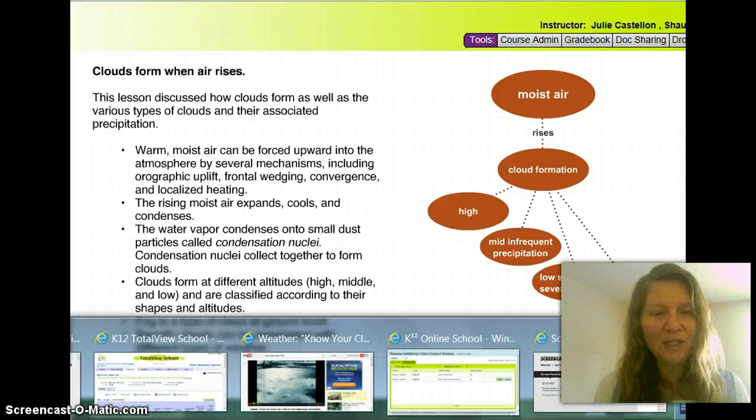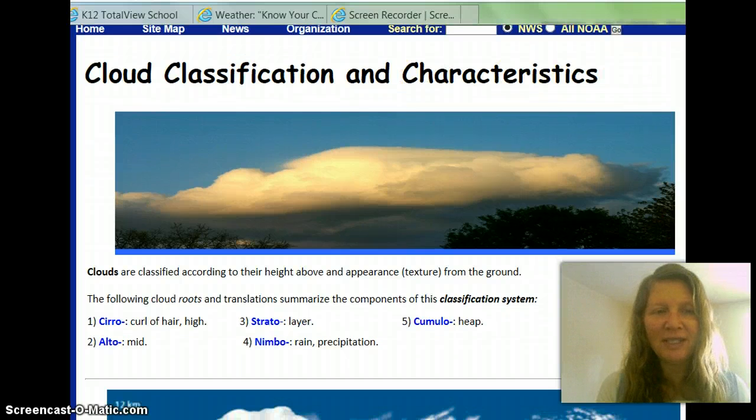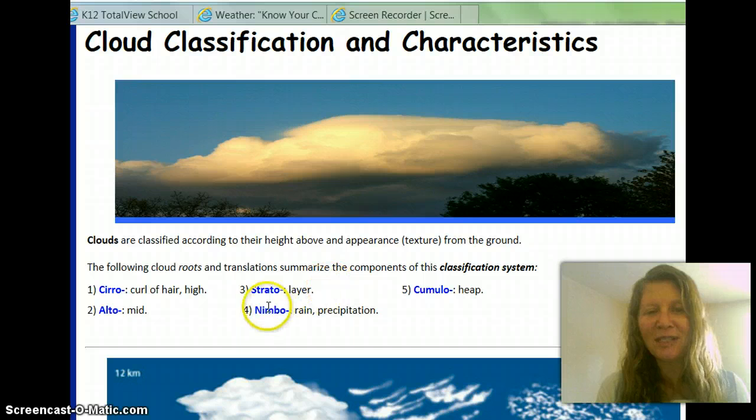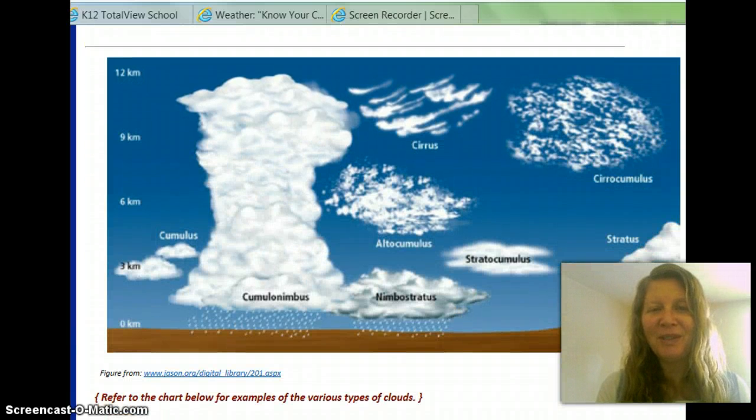And lastly, I would just like to give you a brief overview of that site I've sent you a link for from NOAA, Cloud Classification and Characteristics, talking about what the prefixes of the words stand for. Cirro actually stands for curl of hair, alto stands for mid, strato means layer, nimbo means rain or precipitation, cumulo means heap. You can see how these Latin words describe these amazing clouds that we see in the sky every day.